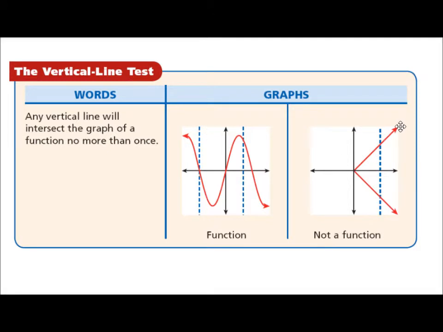But in case of this graph, the red line is a graph, and when we try drawing the vertical line, it is touching the graph at two places, here and here. So this is not a function. So this is an easy way to find whether the graph or equation is a function or not.